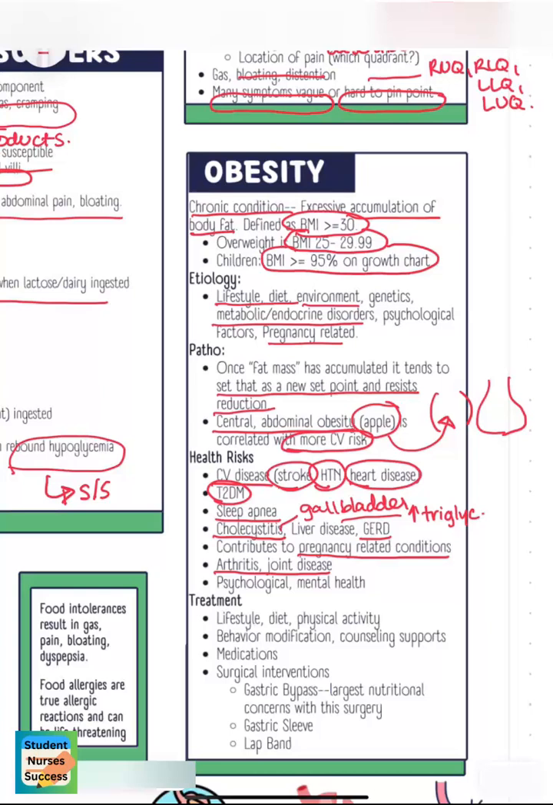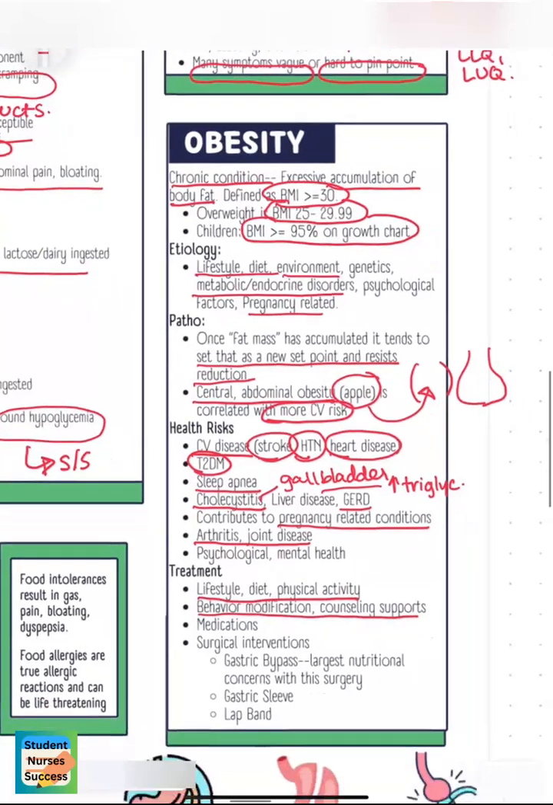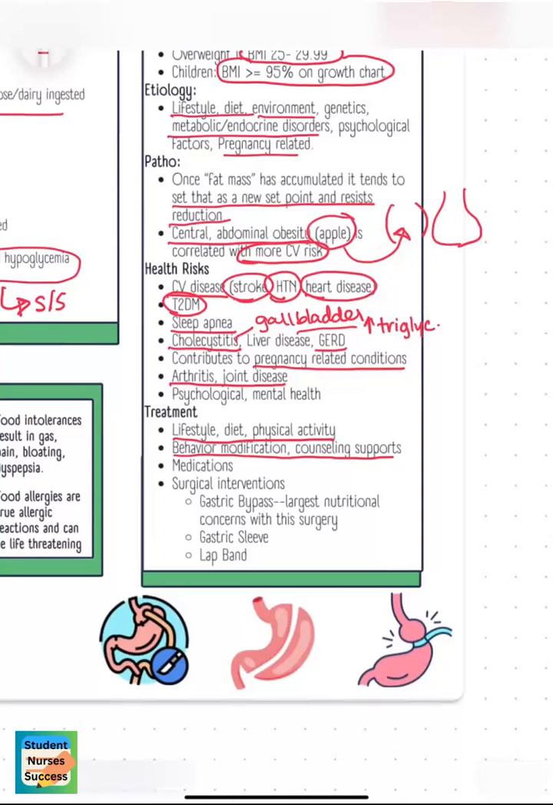When we talk about treatment, lifestyle, dietary, and physical activity are the first things we try. Behavior modification and counseling can help us reset how we see food and experience food. Medications may be helpful in decreasing appetite. And we also know there are surgical interventions that can be used.